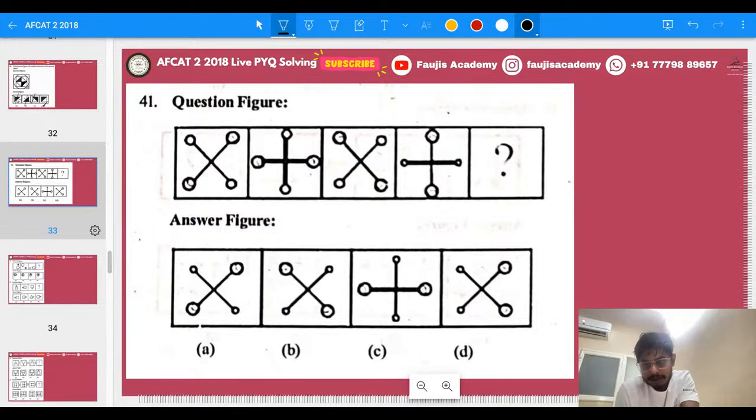Yes, Sushant, welcome back. Long time no see.